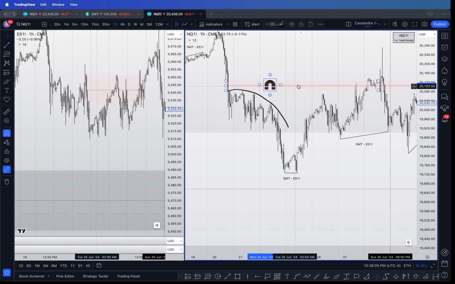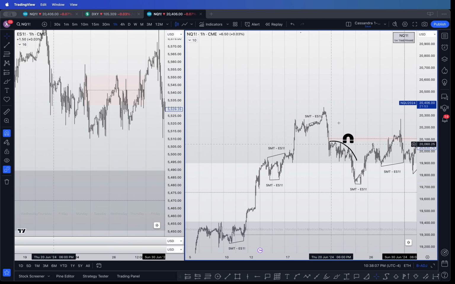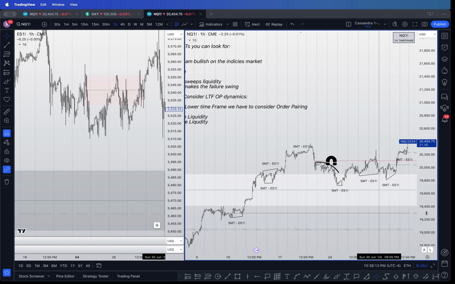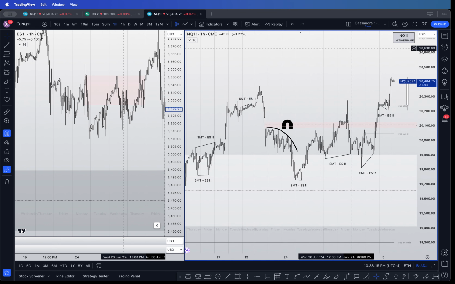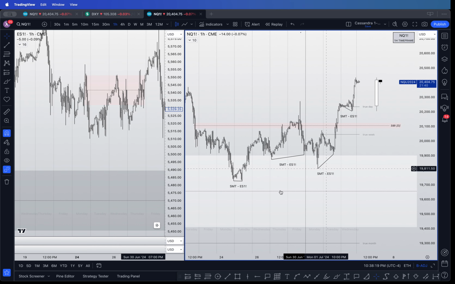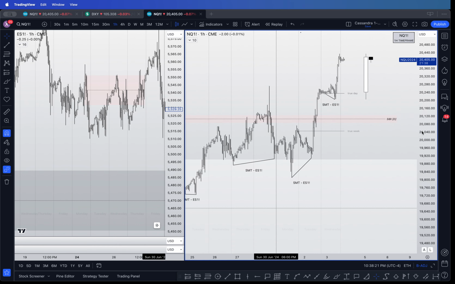Two targets. What's one of the targets? One of the targets is IRL, the imbalance. The other target, ERL, the failure swings. For me, that takes precedent over any rule of how an SMT should be used. Let's look at this week and use a very similar analysis.